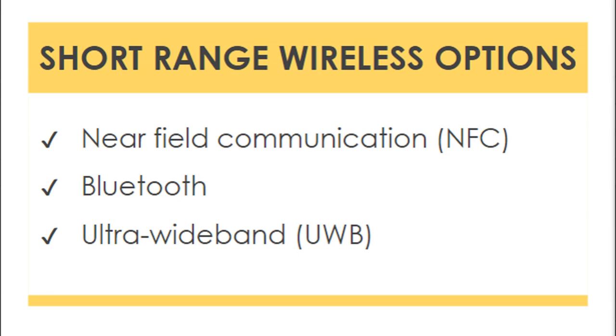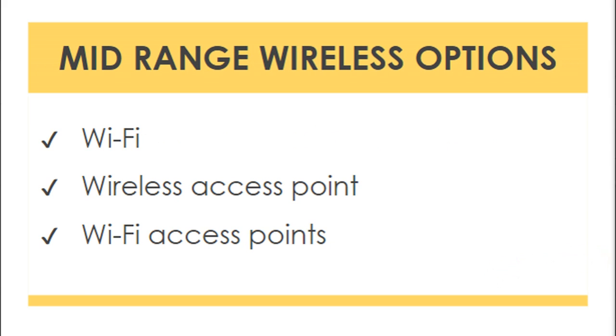In the ultra-wideband or UWB, this is a short-range communication that employs extremely short electromagnetic pulses lasting just 50 to 1000 picoseconds that are transmitted across a broad range of radio frequencies of several gigahertz. We also have different mid-range wireless options. This includes Wi-Fi, wireless access points, and also Wi-Fi access points.